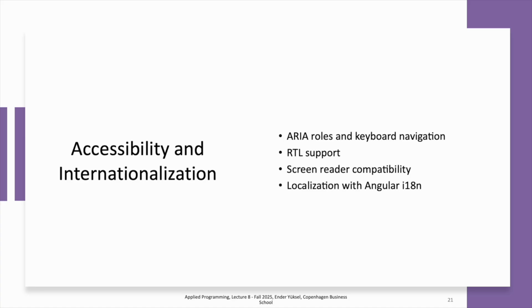For internationalization, Angular i18n allows you to localize your app for different languages and regions. i18n is actually read as internationalization, and it enables localization of apps for different languages and regions. It includes tools for extracting translatable text, formatting dates and numbers, and building locale-specific versions.